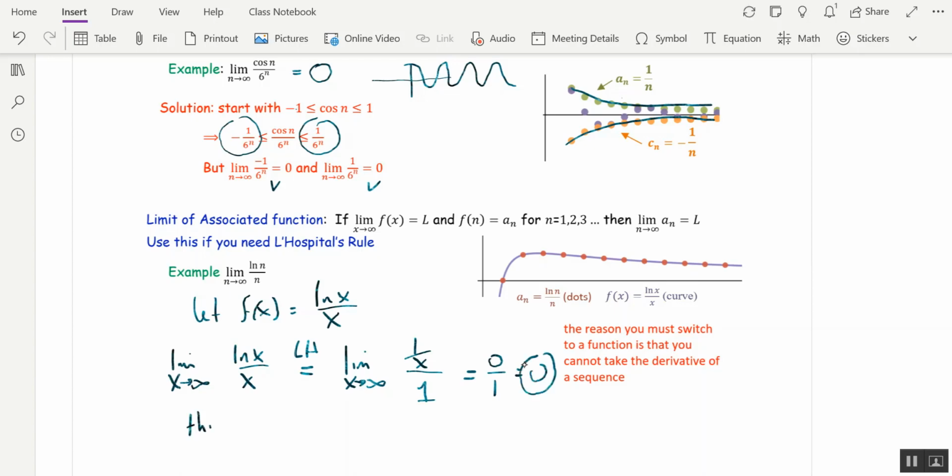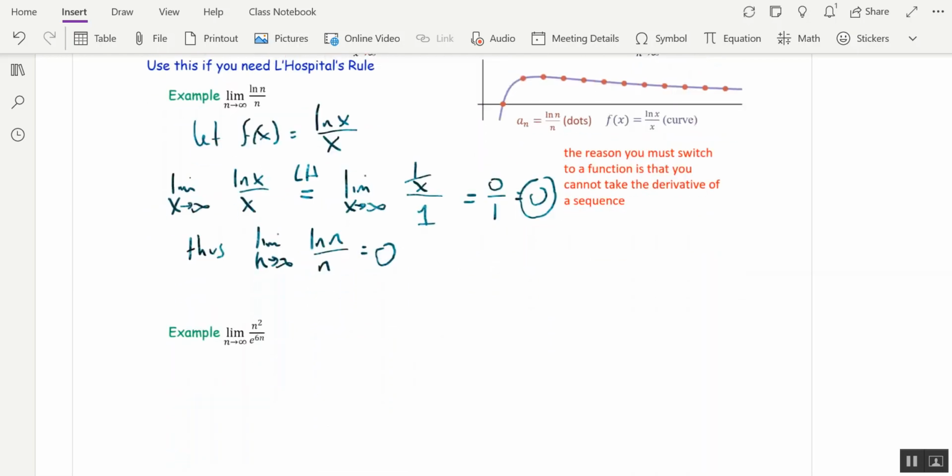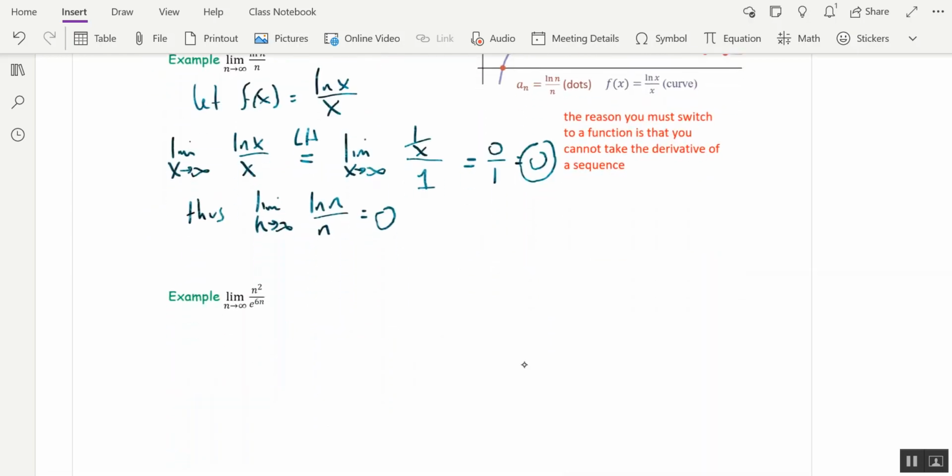And that does it. Thus, the limit as n goes to infinity of ln n over n must also be 0. Now, in fact, that's a limit you get to use for free from now on, as we'll see on the next page. Let's do one more, and then I'll switch to the next page. Again, we're going to get infinity over infinity. Dividing by e to the 6 to the n isn't going to work, so I'm going to use L'Hopital's rule. I'm going to let f of x equal x squared over e to the 6x. And we'll take the limit as x goes to infinity of x squared over e to the 6x.